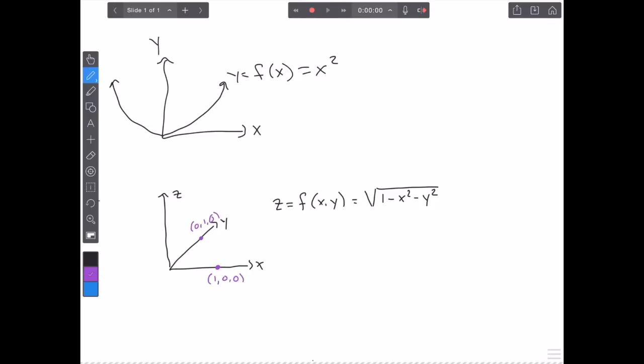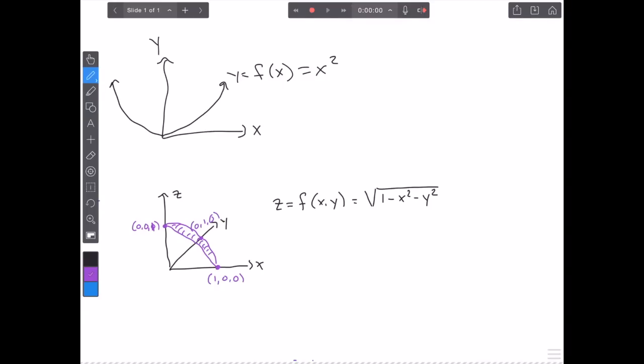And finally, if I plug in both x and y equals 0, so I'm here at the origin of the axes, you can see that the value of z will be 1. And so I also get the point 0, 0, 1 on this graph. And if I go ahead and plot out everything for all of the values, what I'll actually get is part of a sphere.